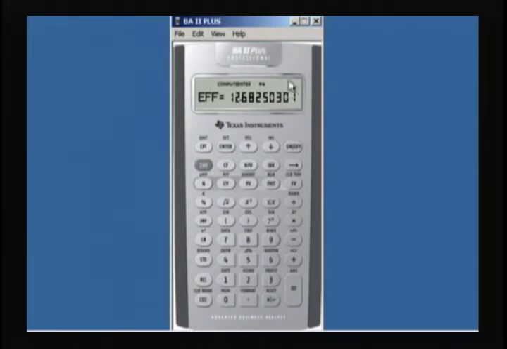And when we press compute, we get our effective annual rate of 12.683%. When you have the asterisk there, you know that this result has been computed, and it is consistent with the APR you put in as nominal and the number of compounds you put in for C/Y. So the effective rate is 12.683%.